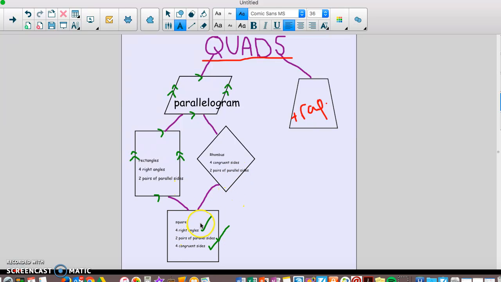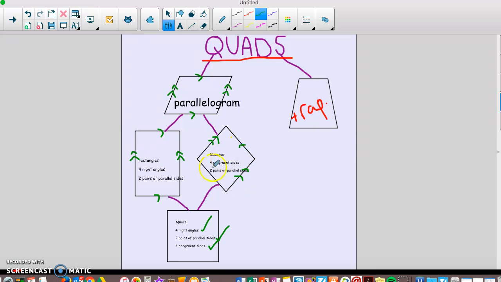All of these figures, squares, rectangles, and rhombi, are parallelograms because they each have two pairs of parallel sides, which I'm going to mark again on this rhombus. And lastly, every figure on here, including trapezoids, are all quadrilaterals because they have 4 sides.